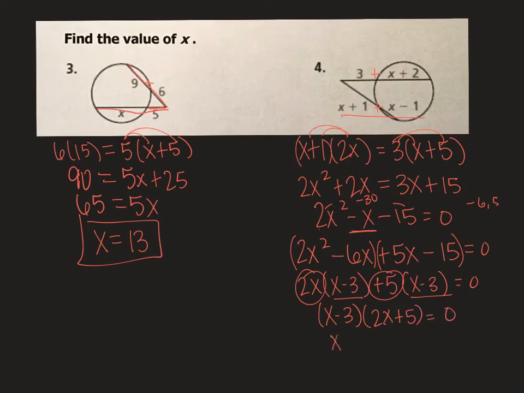So if we set those both equal to 0 and solved for x, we would end up with 3 and negative 5 halves. But we don't want a negative side length, so we're not going to keep that negative. We're just going to use the 3.